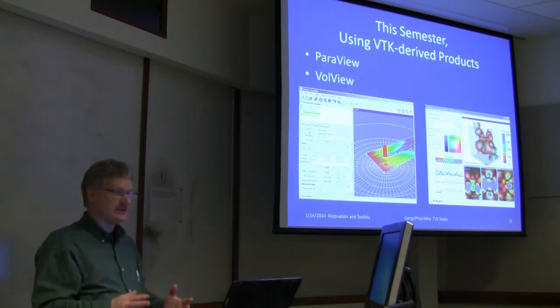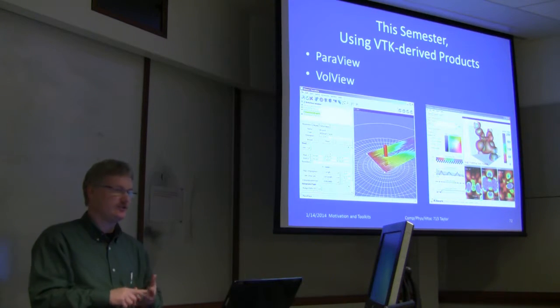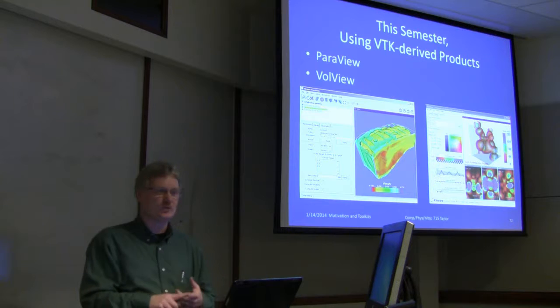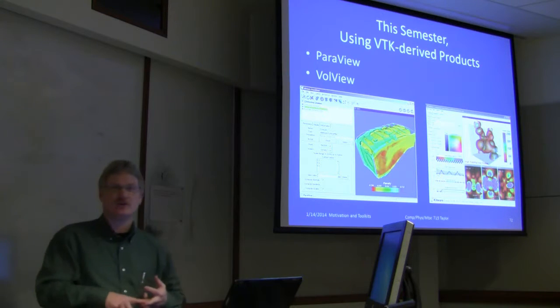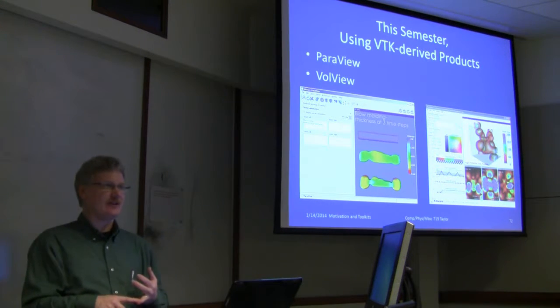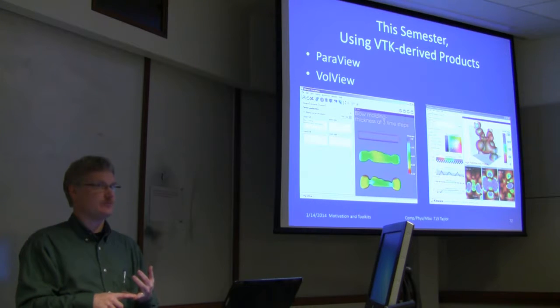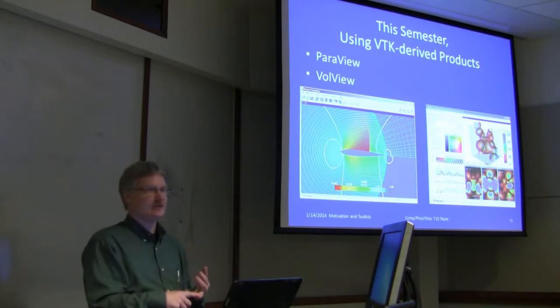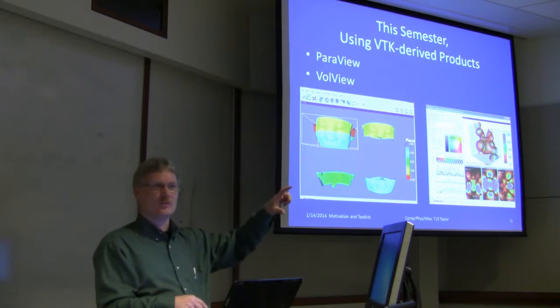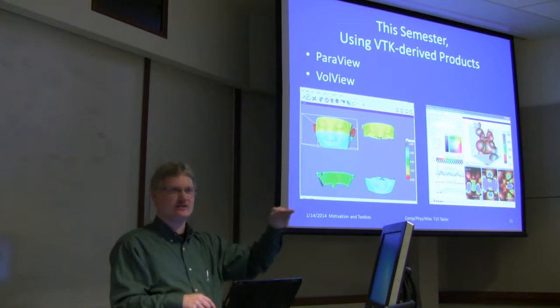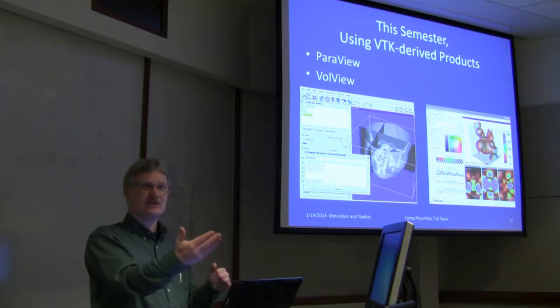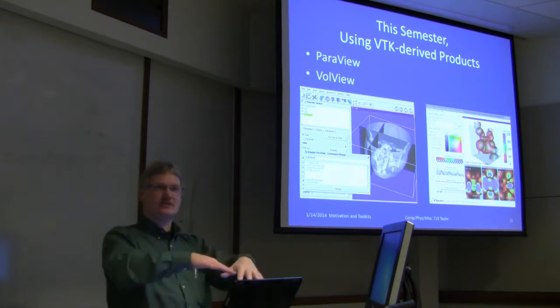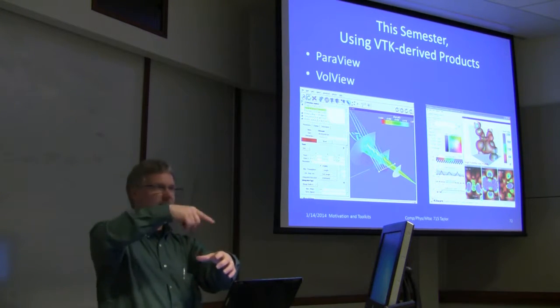All right. So this semester, as I mentioned, we're going to be using two VTK derived tools. One is ParaView, and the other is VolView. And I used to do a lecture on how to do ParaView. And that was the most boring lecture to listen to and the most boring lecture to give. So now what I do is the first part of the homework will be just a step-by-step, do this, do this, do this, stepping you through. Here's how you do a color map. Here's how you do a height field. Here's how you do a contour.